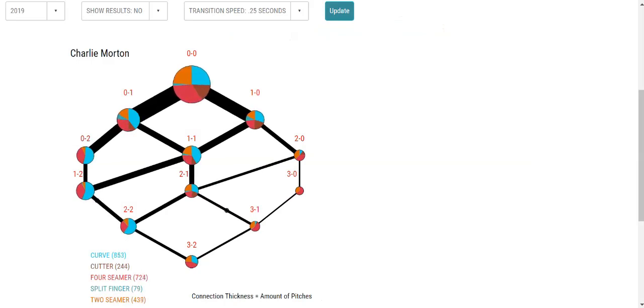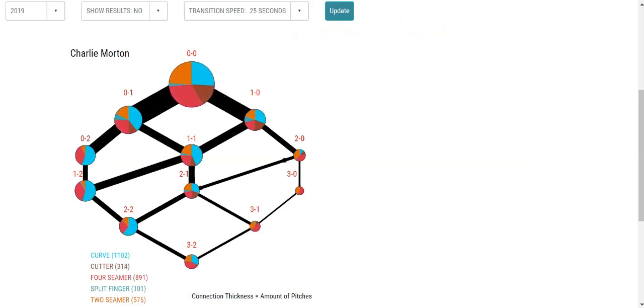So what we're seeing from Charlie Morton is that he really likes to throw that curveball, the light blue, either early in the count, when the count is even, 1-1, 0-0, or when he's ahead in the count. He's really using it here with 2 strikes. You see in the 2-strike counts, especially 0-2, 1-2, 2-2, he's using this curveball more than any other pitch.